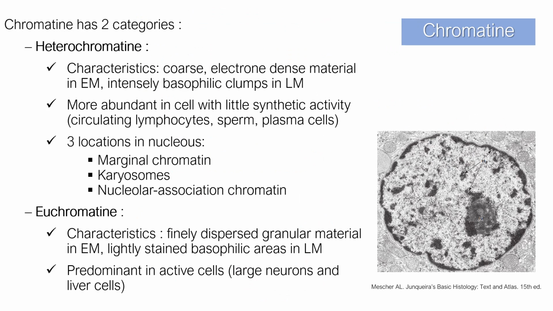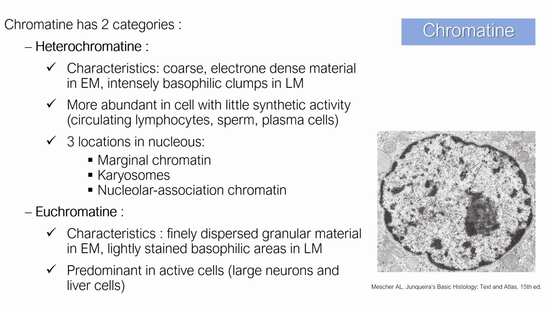Chromatin has two categories, heterochromatin and euchromatin. Heterochromatin is coarse, clumped, electron-dense material under the electron microscope. Like this is the heterochromatin. It can be found in three locations in the nucleus. It can be found at the periphery of the nucleus, like this, called marginal chromatin. Second is the karyosome. Karyosome is of irregular size and found throughout the nucleus like this. And the third is nucleolus-associated chromatin, chromatin found in association with the nucleolus.